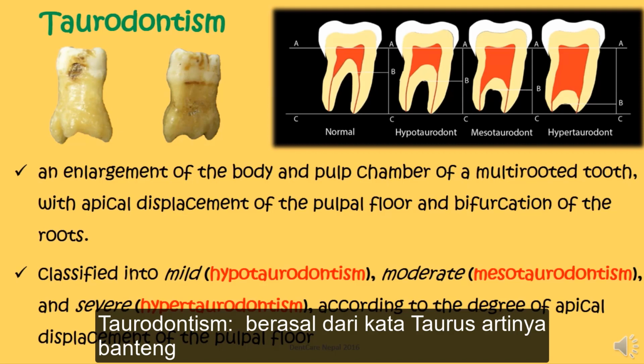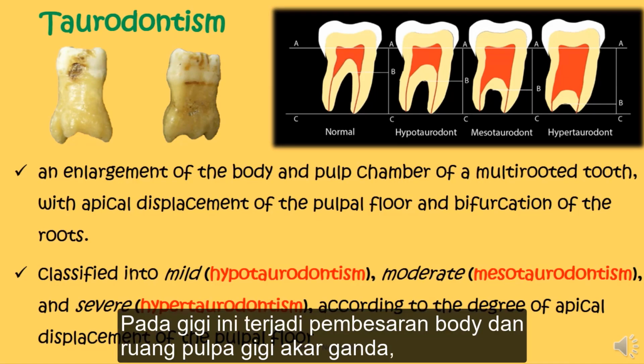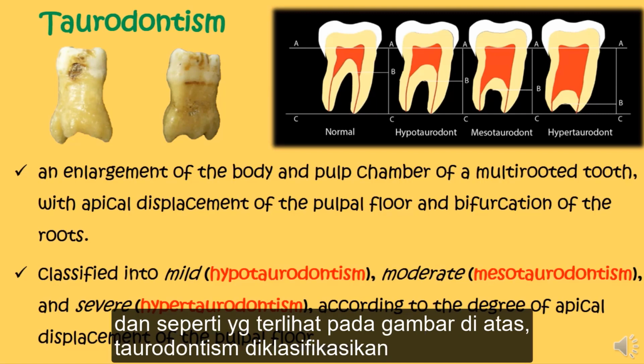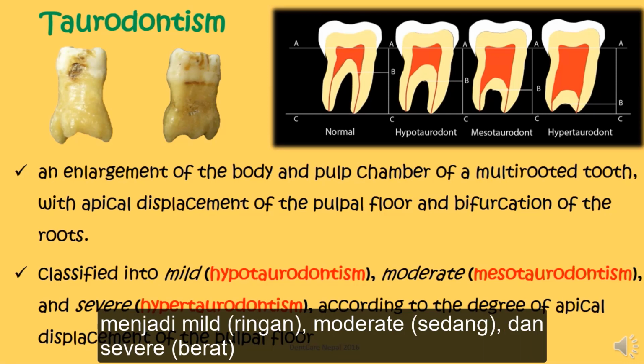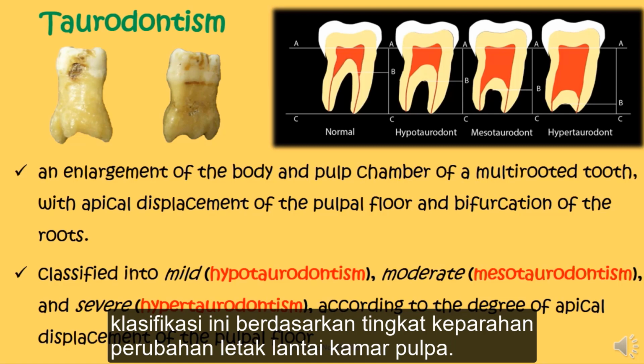Taurodontism. Taurus means what? Bull. Bull-like teeth. An enlargement of the body and pulp chamber of a multi-rooted tooth with apical displacement of the pulpal floor and bifurcation of the roots. It is called taurodontism. Based on the severity, as you can see in the picture, it is classified into mild, moderate, and severe, respectively called hypotaurodontism, mesotaurodontism, and hypertaurodontism, according to the degree of apical displacement of the pulpal floor.